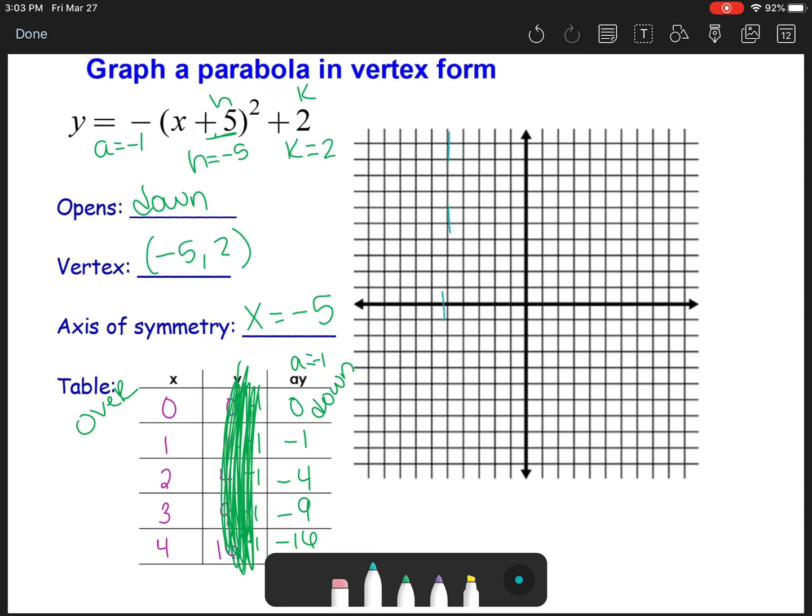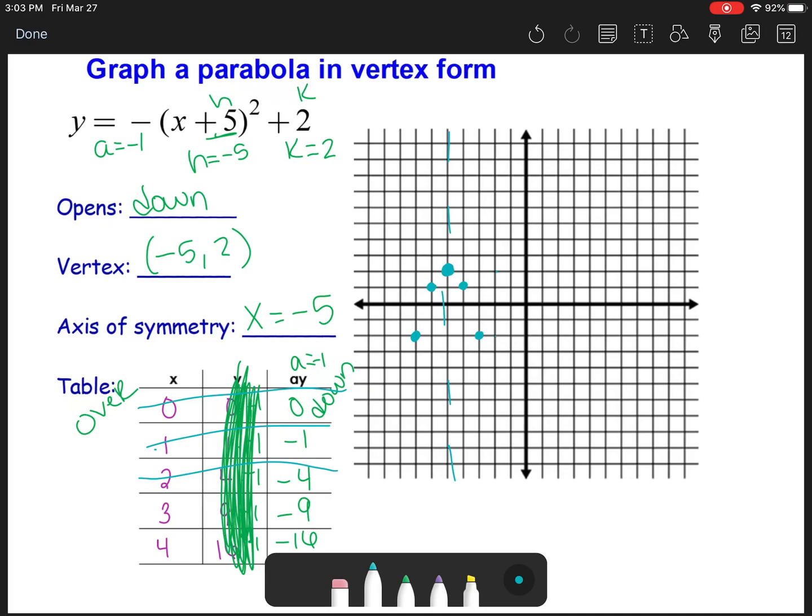Well, our axis of symmetry is -5, so here's my -5. Our vertex is the point -5, 2, so I'm going to go to the left 5 and up 2. And now we can use our table. So we want to go over 1, down 1, over 1, down 1 on both sides. Remember, you need to mirror your points. Then we're going to go over 2 and down 4 and mirror that, or go over 2 and down 4 on both sides. We can keep going because we have more room on our graph.